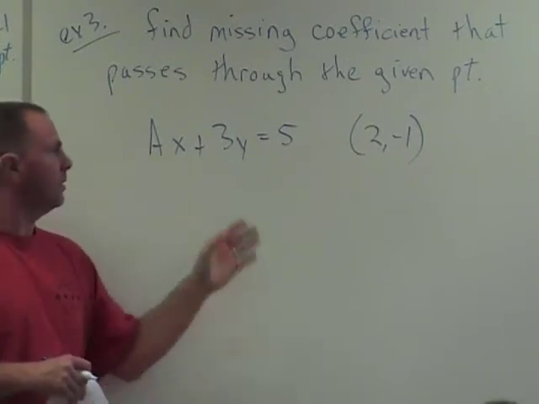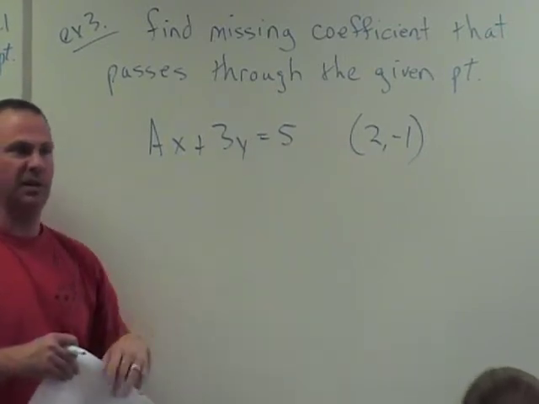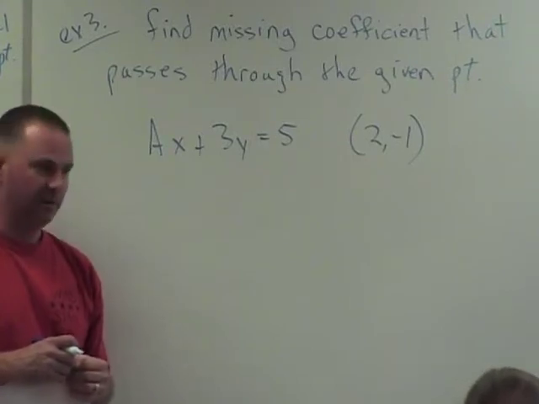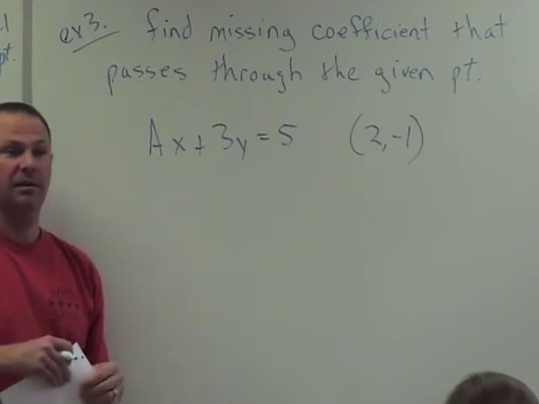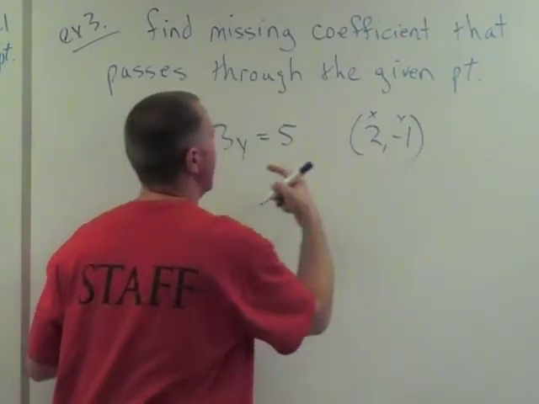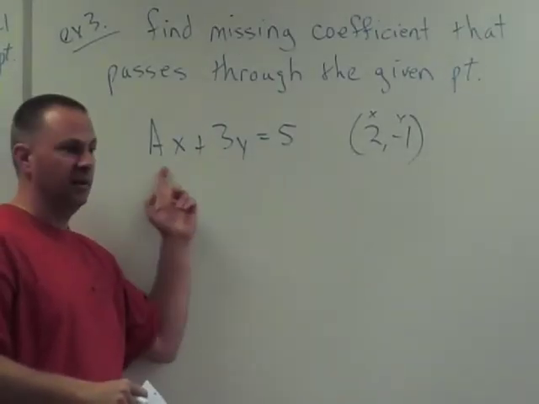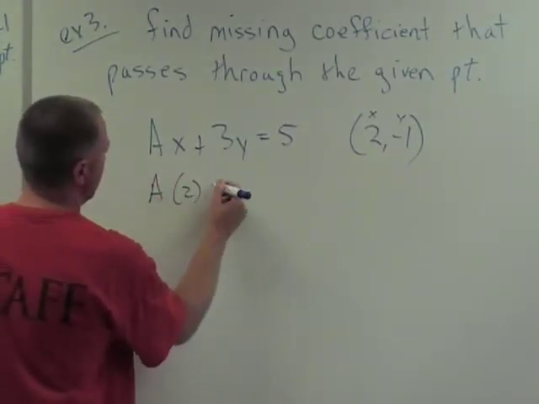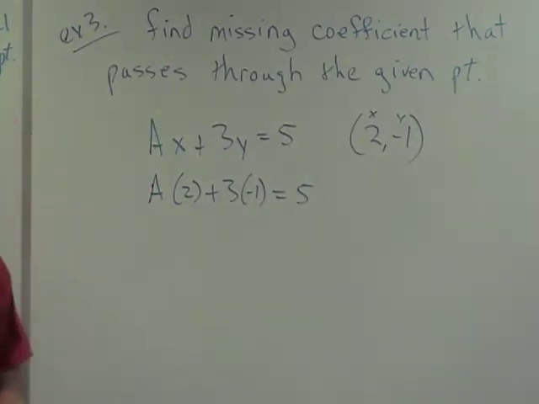So, this equation goes through that point. What do we know about this type of setup? That we could use that point to get to this. How do we use that point? Because of your x and y. Remember, you can't solve any equation if you have more than one variable. Well, you have 3 variables here, but you know what 2 of them are. So now this is A times 2 plus 3 times -1 equals 5. Now you can solve it, right? Pretty simple.